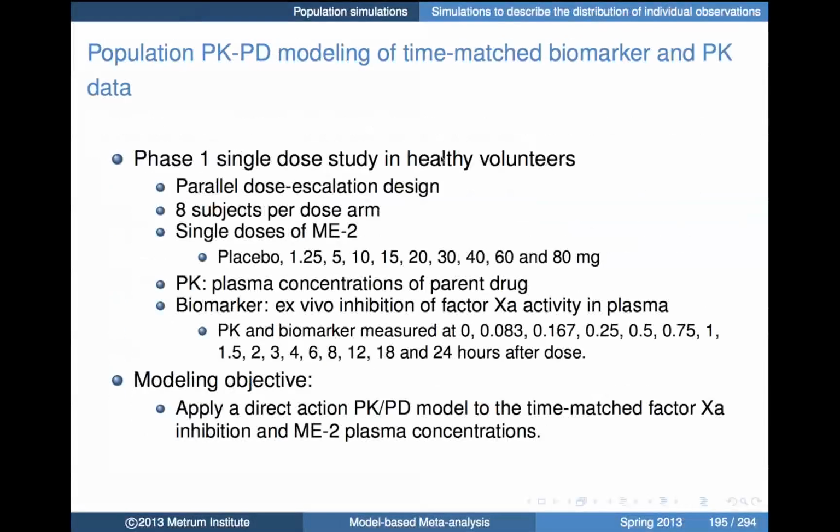So one of the ways this was originally done, when the exercise was done, is the first step was actually to do a population PK/PD model where we used the observed PK data. They were time matched with the PD outcomes, so it was just simply doing it using that rather than doing a PK model as the first step. And this was done based upon this hypothetical phase 1 single dose study in healthy volunteers. It was a parallel dose escalation design with 8 subjects per dose and a range.